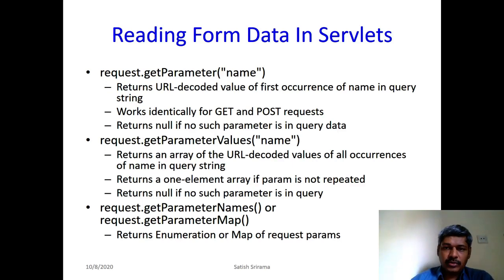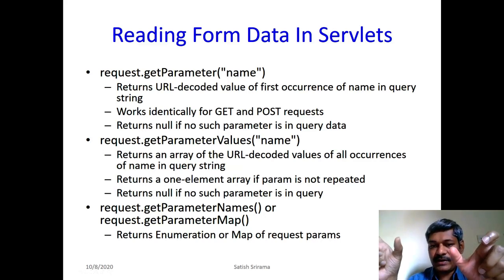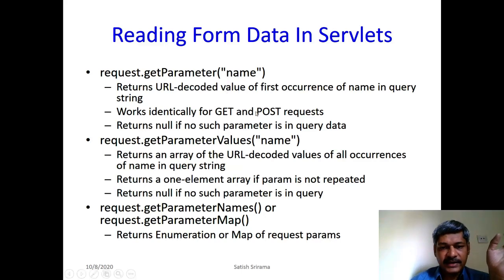Now, at the servlet, using request.getParameter with the parameter name, you can get the value of that parameter. It returns the URL decoded value of the first occurrence of the name in the query string. So remember this one, the first occurrence. Earlier we gave the parameter name as OS, and it has Windows and Linux in two different places. It will take only the Windows. This method works identically for both GET and POST requests. And it returns null if no such parameter is in the query data.